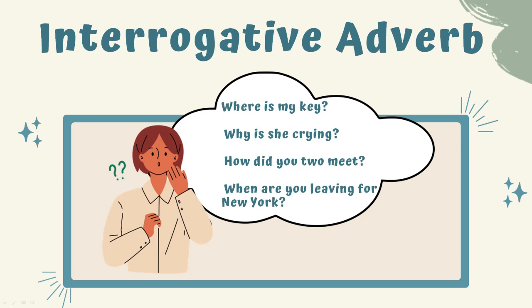Now, let's have some examples. Where is my key? Why is she crying? How did you two meet? When are you leaving for New York? So if you noticed, all our interrogative adverbs were followed by verbs.